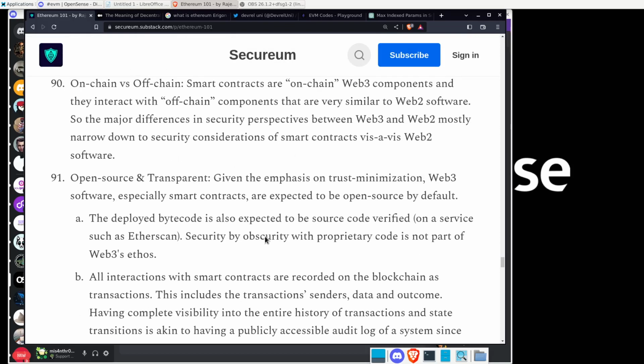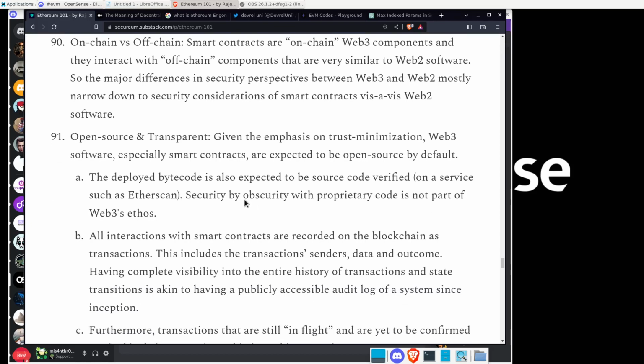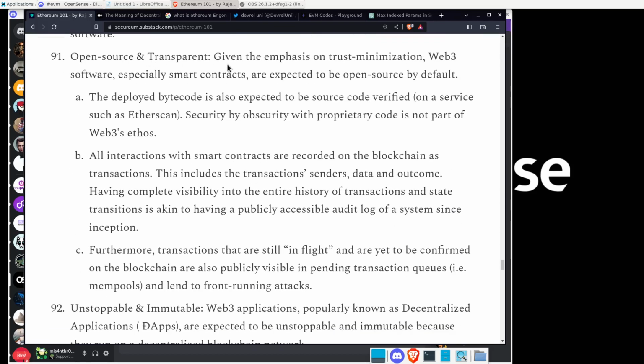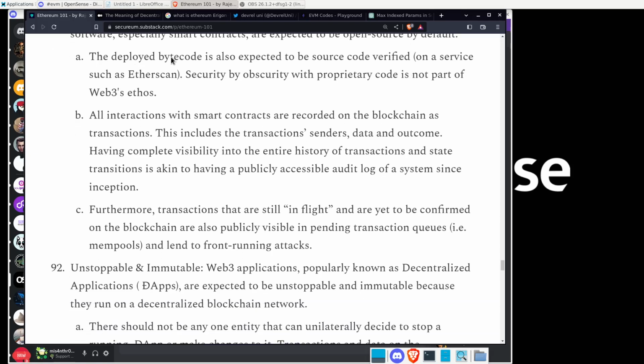Okay, open source and transparent. Let's take a look at this one because they're probably saying something nice here. Open source and transparent. Given the emphasis on trust minimization, smart contracts are expected to be open source by default. The deployed bytecode is also expected to be source verified. Okay, so everything is open and it's good that it's verified. It's not required, but it's good.